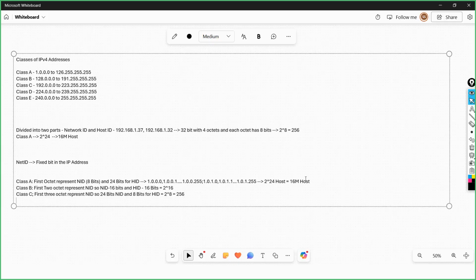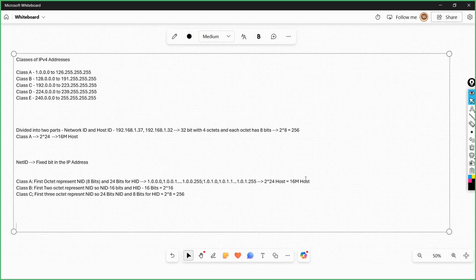Okay, so let's move ahead. If there is a small doubt or any small question, please feel free to ask, because without having knowledge of these classes and the network ID, host ID concept, you cannot understand subnet. And if you cannot understand subnet, you cannot understand subnetting. And subnetting is a powerful tool.